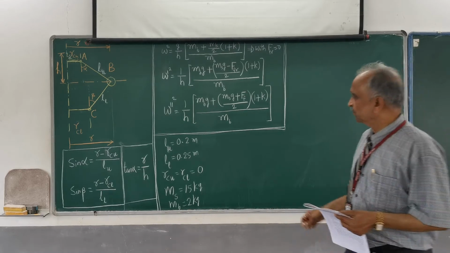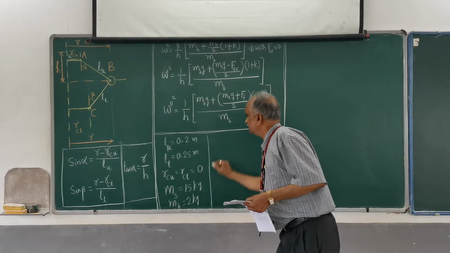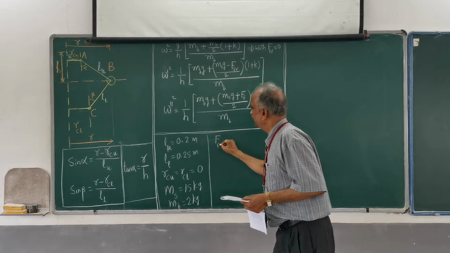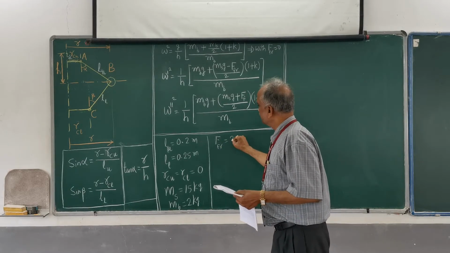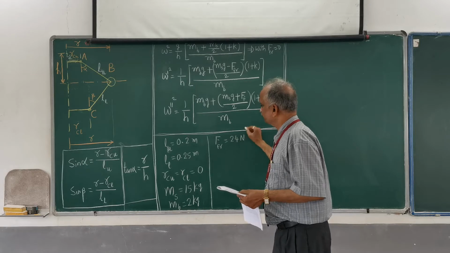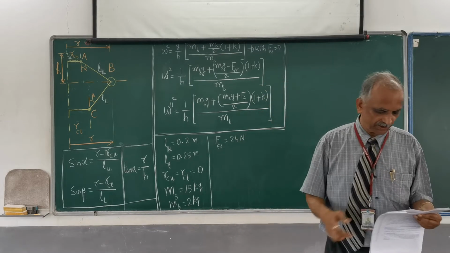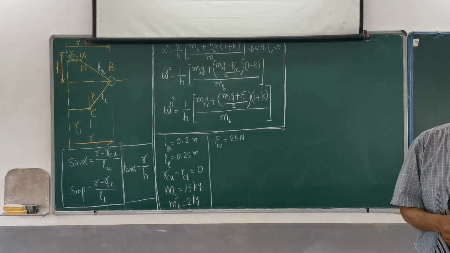and mass of each ball is given as 2 kg. And the friction force, FFR, is equivalent to 24 Newton. This is 24 Newton at the sleeve.